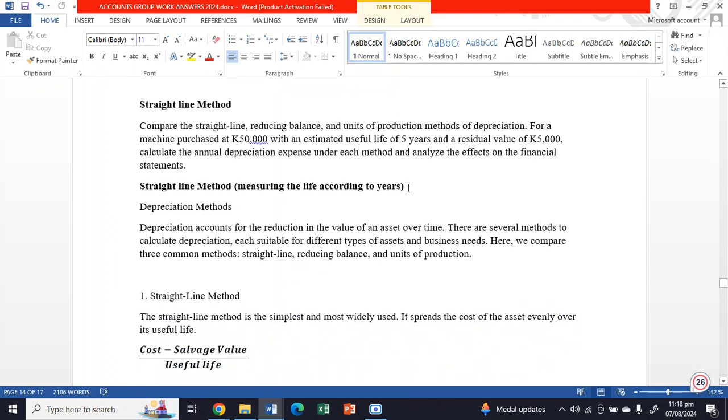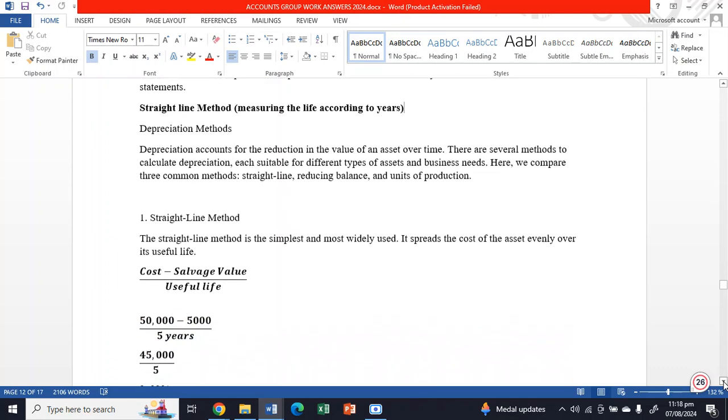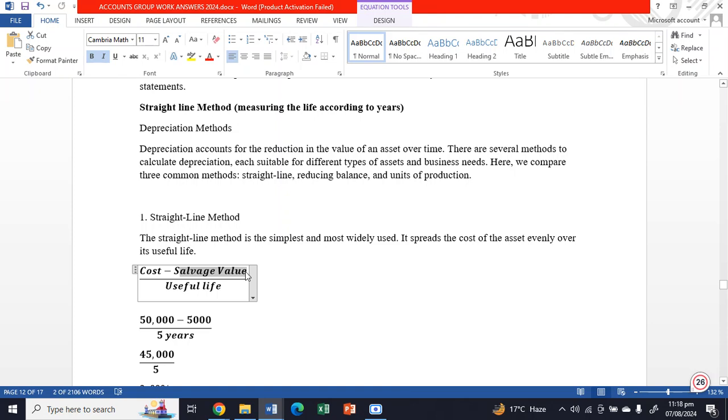So basically, we're measuring the life of the non-current asset according to the number of years. So this is the formula for the straight line method. It is the cost minus the salvage value. This salvage value, this is how much you can sell the machine for after its useful years pass. Sometimes it's also called the scrap value. So cost minus salvage value divided by the useful life.